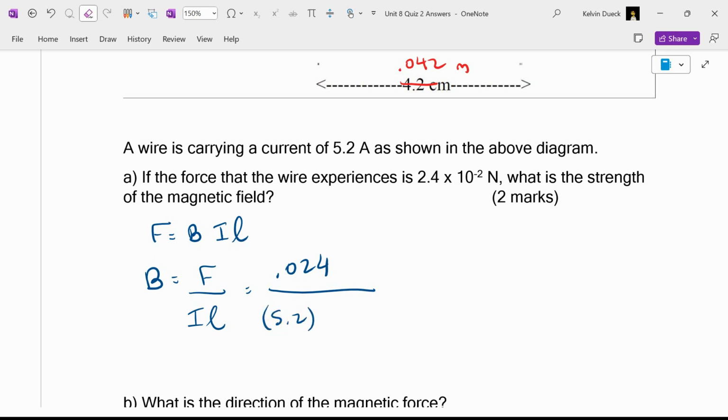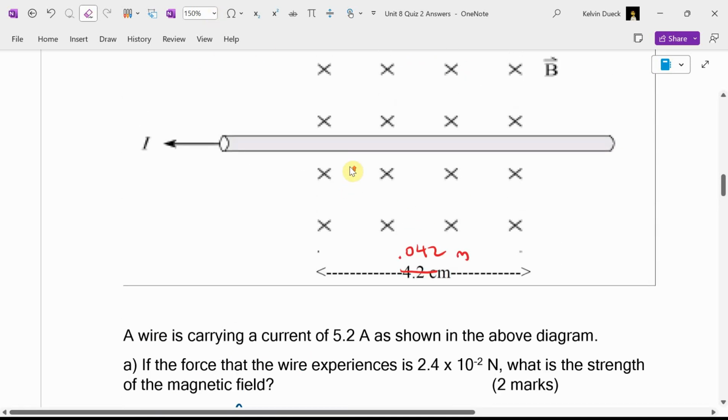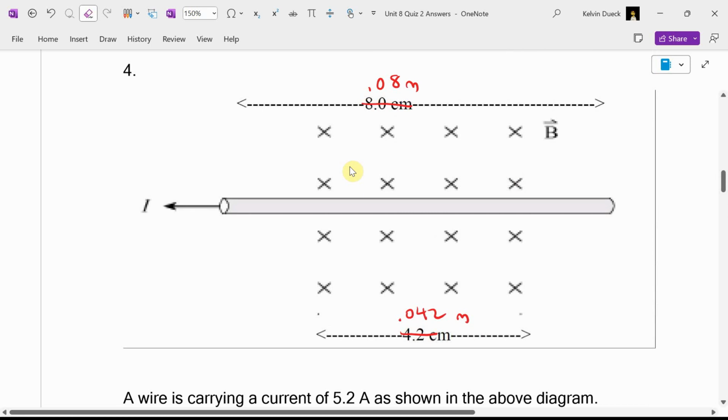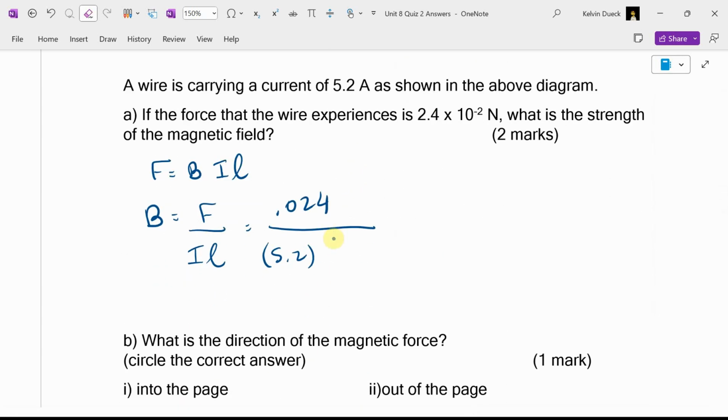The real question is, which L am I going to use? Am I going to use the 0.08 or the 0.042? I'm going to use the part that's in the magnetic field that's feeling the force. Which length of wire is feeling the force because it's in the magnetic field? 0.042 meters.